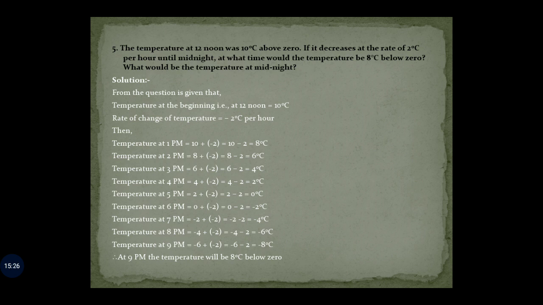is minus 2 degrees Celsius per hour. That means at every 1 hour it reduces 2 degrees. Then temperature at 1 pm is 10 minus 2 gives you 8. Temperature at 2 pm is 8 minus 2 gives you 6. Temperature at 3 pm is 6 minus 2 gives you 4. Temperature at 4 pm is 4 minus 2 gives you 2. Temperature at 5 pm is 2 minus 2 gives you 0.